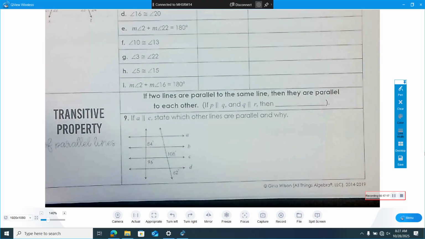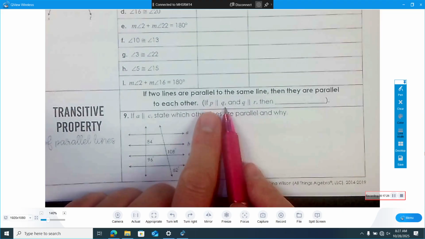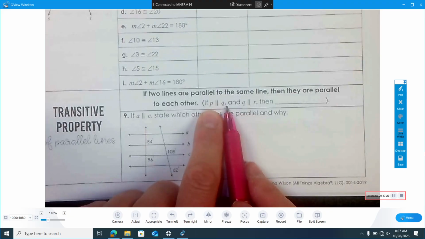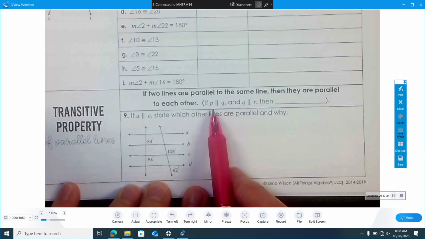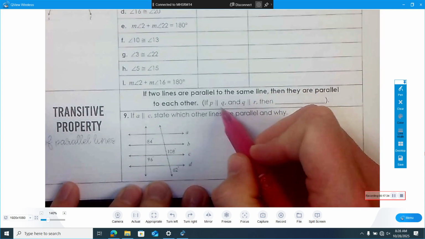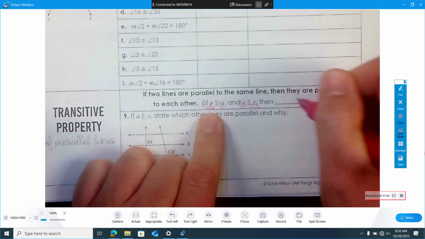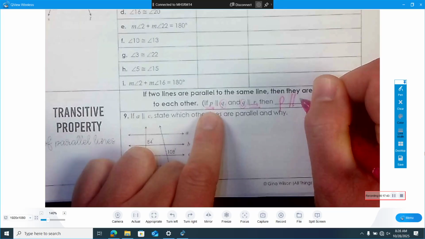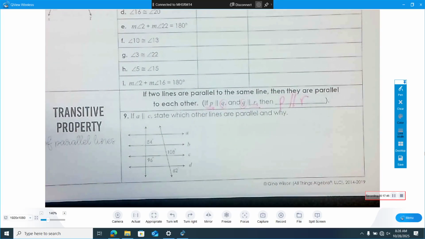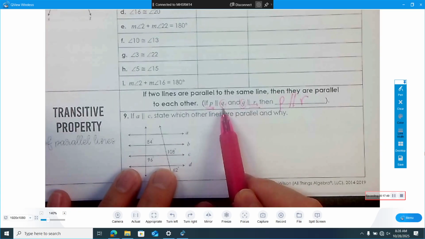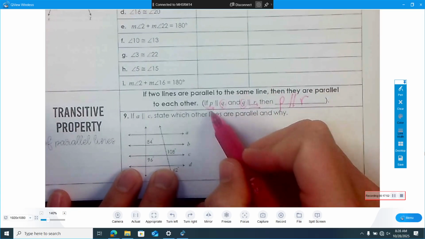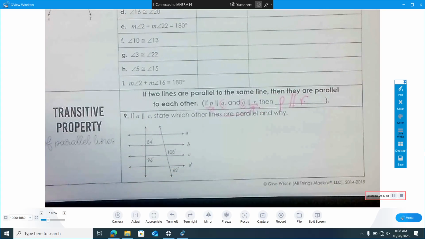If two lines are parallel to the same line, then they must be parallel to each other. This is very similar to the transitive property we've been working with since last unit. So if P is parallel to Q, and Q is parallel to R, then it must be true that P is parallel to R. It's that chain link sort of thing. If P is parallel to Q and Q is parallel to R, then P must be parallel to R as well. So this is just the transitive property applied to parallel lines.